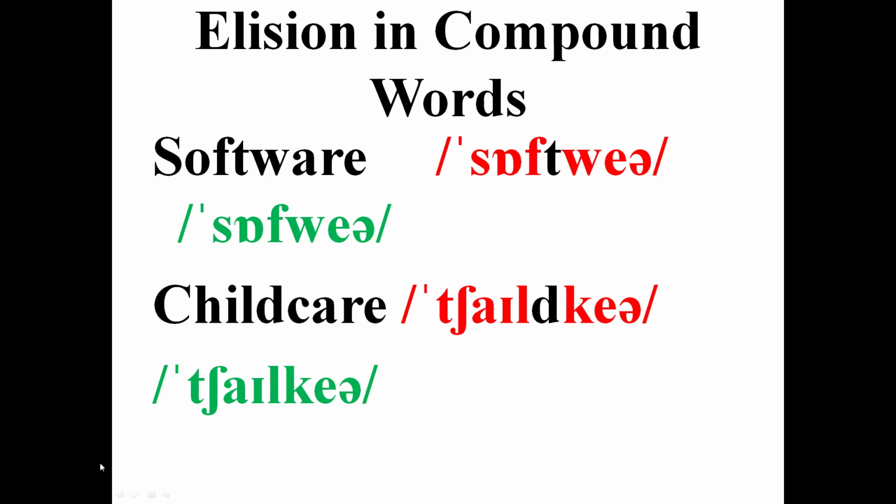And same in child care, when you write it or speak it very slowly, it will be child care, c, h, i, l, d, c, a, r, e. But when you speak it fluently with speed, it will become "chil care". The d sound will disappear here. So in the first one, t is an elided sound, or omitted, and in child care, d is also omitted, so it is an elided sound.